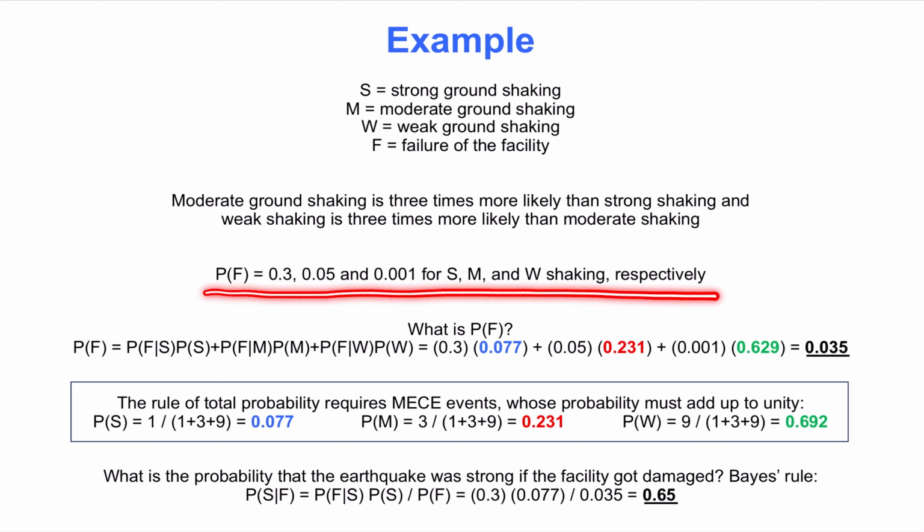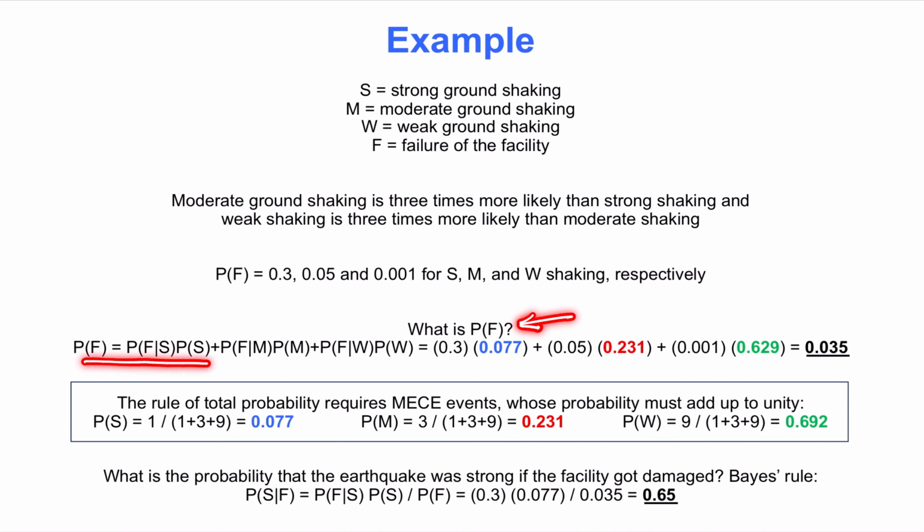First, we ask what the failure probability is. The information that is given does point to the use of the rule of total probability to obtain the answer. However, we must be careful when entering the probability values for strong, moderate, and weak ground shaking. That is because the rule of total probability can only be applied when the individual events are mutually exclusive and collectively exhaustive. In other words, the probabilities must add up to 1.